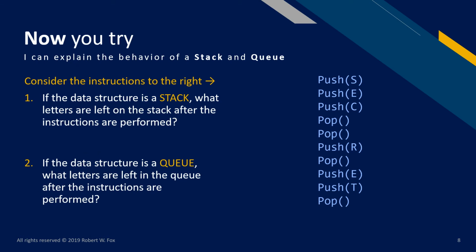Let's do a quick understanding check and see if the general idea of how a queue and stack work is making sense. So on the right-hand side of the screen, I've got some instructions, some pushes and some pops. And what I'd like you to do is add and remove from your data structure and determine what's left in that data structure at the end. So for number 1, we'll pretend those operations are on a stack, and for number 2, we'll pretend those operations are on a queue. Go ahead, pause the video, try it out, and then we'll check our answers.